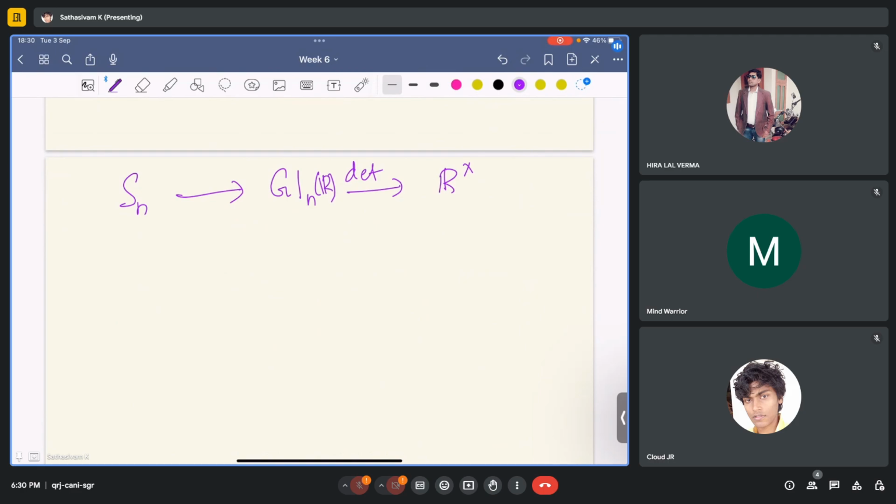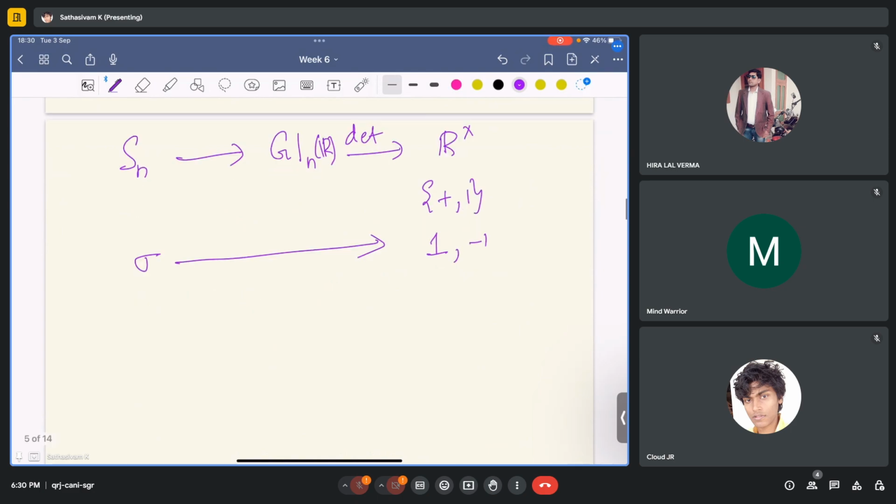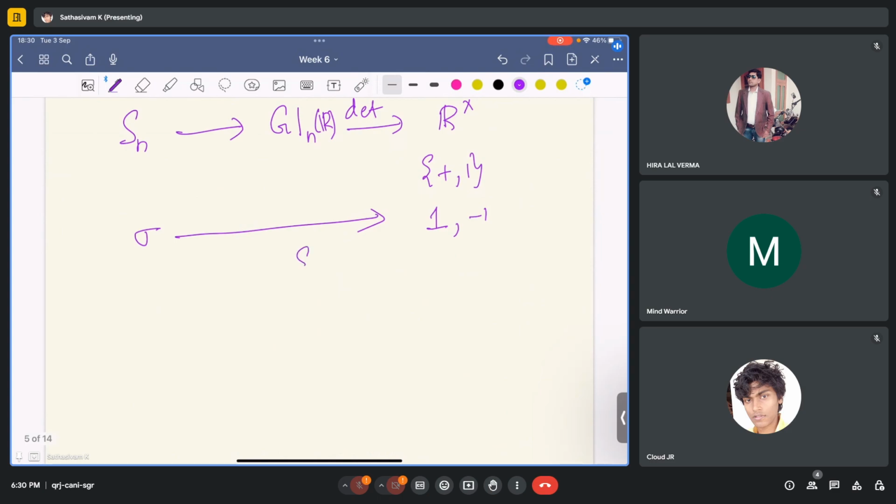But the image is basically plus or minus 1, right? So this R star is a group under multiplication. You take the sigma here, and when you go here, you will get either plus 1 or minus 1, right? So basically, this is the sign of sigma. The composition is called the sign of sigma.